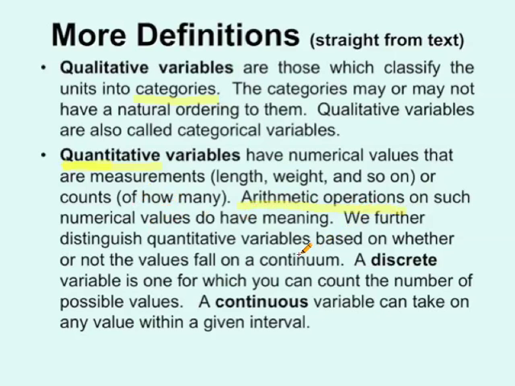Now, within quantitative data sets, they're broken into two subcategories. The first one is discrete, or counting, data. So discrete goes with counting. And the second is continuous, and the continuous ones are going to go with measurements.